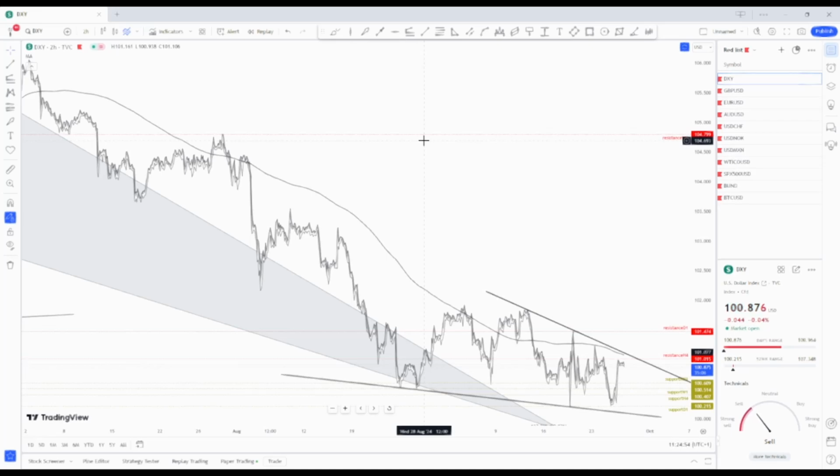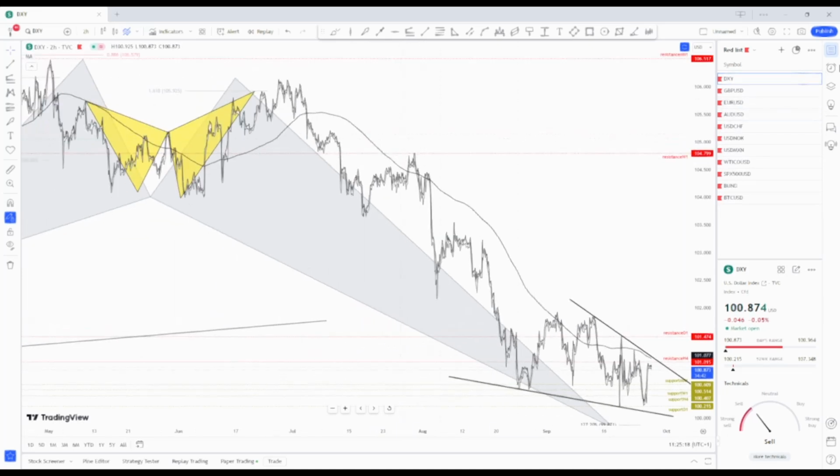Of course, as some of you already know, my main goal is to share some insights into market patterns, many of which are of course harmonic patterns, to support your trading strategies, specifically for those who are learning the first steps trading the financial market. So let's start with the DXY.